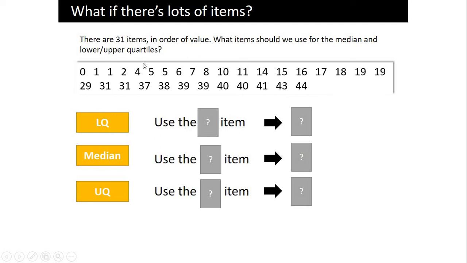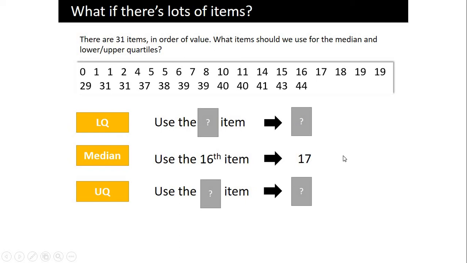Now if we think about this, if we had 5 data items, the median would be the third data item. So what we do is we add 1 to the number of items, so that would be 32, and then we will half that to get the median. So adding 1 to 31 is 32, half it, so we will use the 16th data item, and if you count along the list, that is the value of 17.